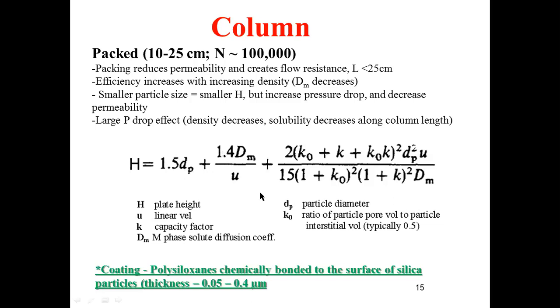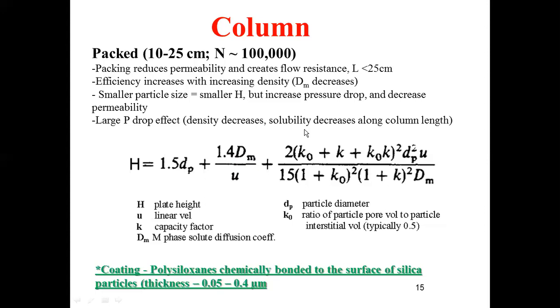One disadvantage while using silica-based stationary phases is the adsorption, physical adsorption. Physical adsorption leads to increased band broadening. Therefore, the column efficiency is definitely going to be suppressed while using silica. So chemically modified silica particles, with a thickness from 0.05 to 0.4 micrometer, are always employed in order to decrease the physical adsorption, thereby the column efficiency can be increased.